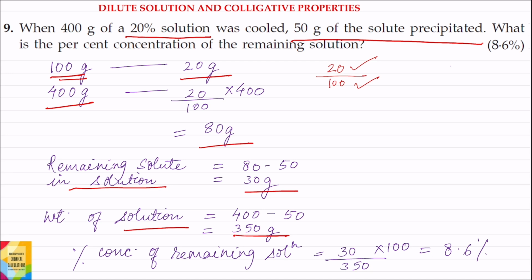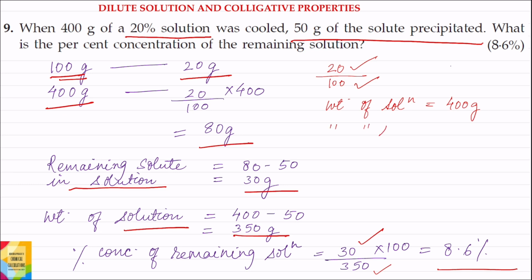So percentage concentration of the remaining solution will be weight of solute, that is 30 gram, divided by weight of solution, that is 350 gram, into 100, and this is equal to 8.6%. Another way to calculate the weight of solute and weight of solution, the new weight, initially weight of solution is 400 gram.